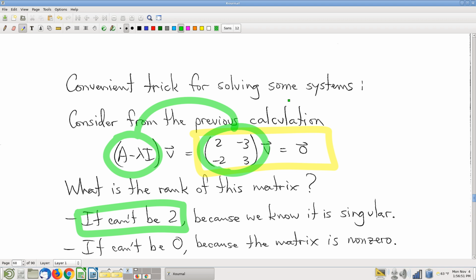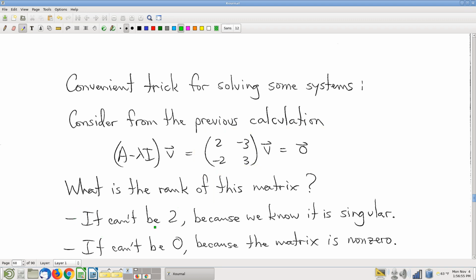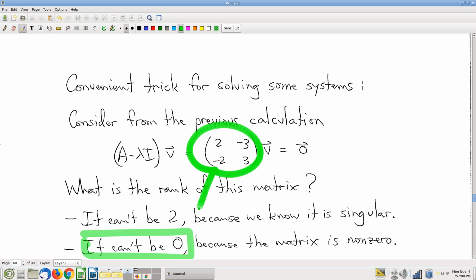So I know the rank of this matrix is not 2. Okay, fine. What about zero? Maybe the rank of this matrix is 0.